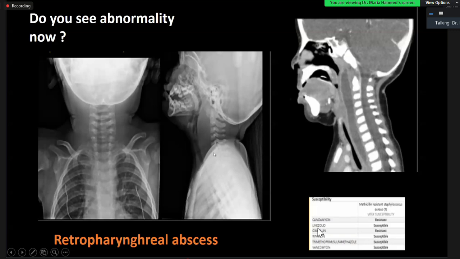So again, it's an emergency which should not be missed, though it's a corner of the film image. We further confirm this on the CT scan. In the sagittal CT scan, there is a long area of collection extending from the adenoid distally into the superior mediastinum. So this was a confirmed case of retropharyngeal abscess, which was incidentally picked up on the chest X-ray.